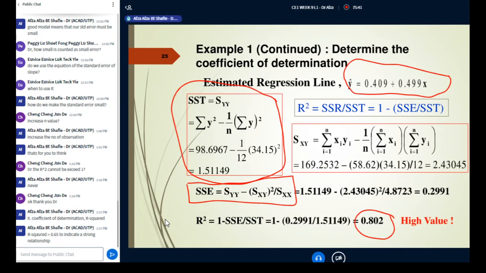Actually, you can calculate the beta naught hat and the beta 1 hat using the calculator. The calculator can give you the value. That's one way for you to actually get those values. Today we finish earlier.